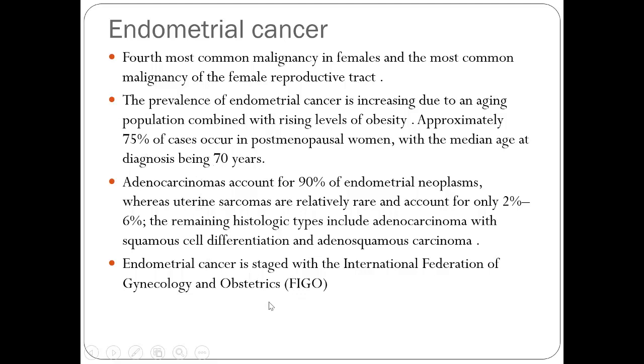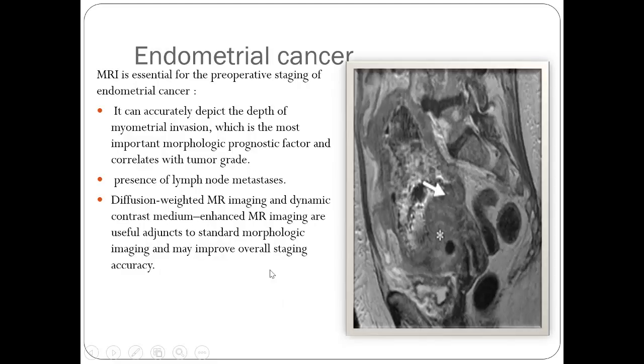Adenocarcinomas account for 90% of endometrial neoplasms, while uterine carcinosarcomas are relatively rare. Uterine sarcomas are relatively rare, accounting for 2 to 6%, and the remaining histological types include adenocarcinoma with squamous cell differentiation, or adenosquamous carcinoma. Endometrial cancer is staged according to the FIGO staging that we put in the classification above.